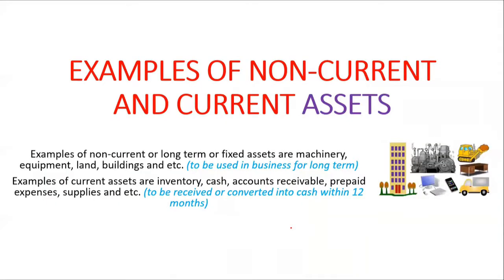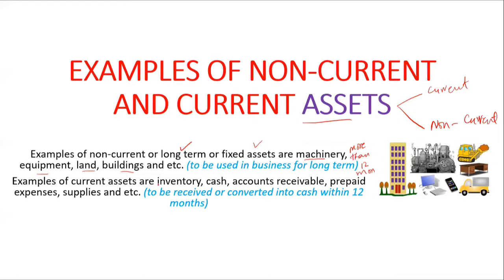Moving on to examples of current assets and non-current assets, because there are two categories here in assets, which is current and non-current. Non-current assets are also commonly known as long-term assets or fixed assets. Such assets would include machinery, equipment, land, buildings. These are all long-term assets because these are assets which are going to be used by the business for the long term, more than 12 months.